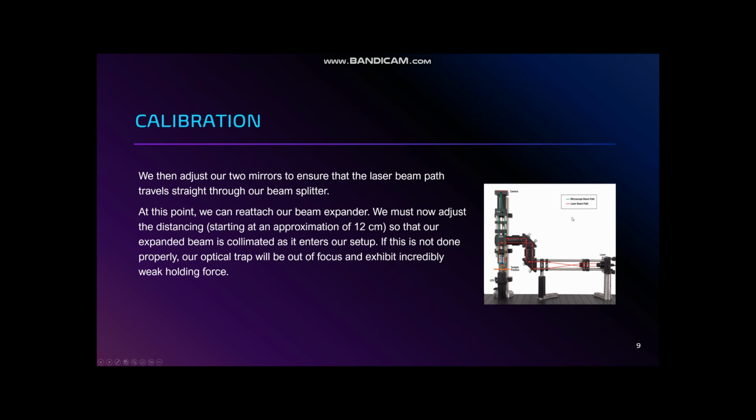At this point, we're going to put our beam expander, which is these two lenses here, which is going to take our thin, small beam and expand it to around twice its radius. And we also need to repeat a similar collimation step where we need to adjust the distancing of these two lenses, which you can initiate at 12 centimeters, but it's slightly different than that, to ensure that the laser is collimated after it leaves the beam expander.